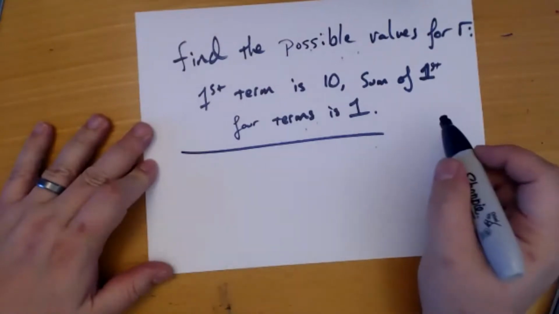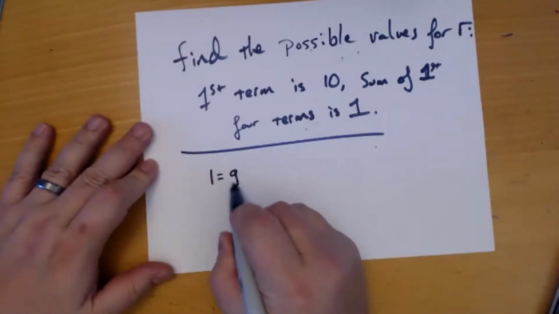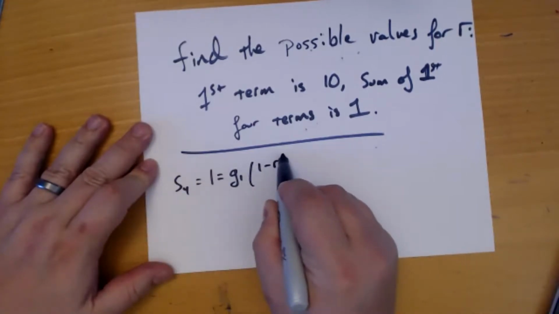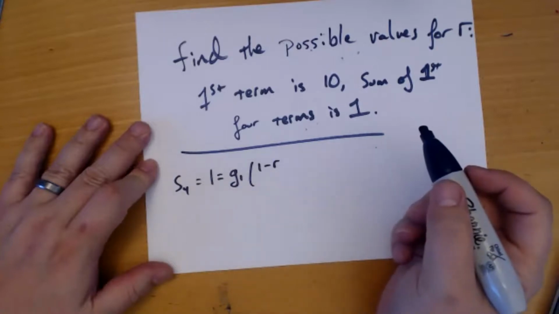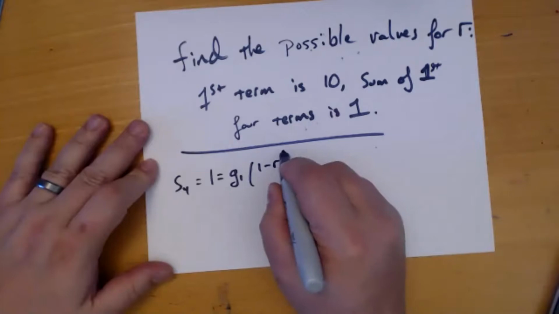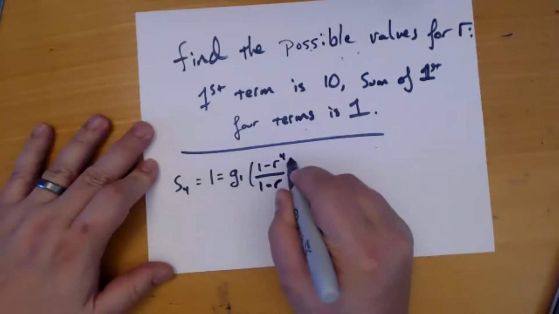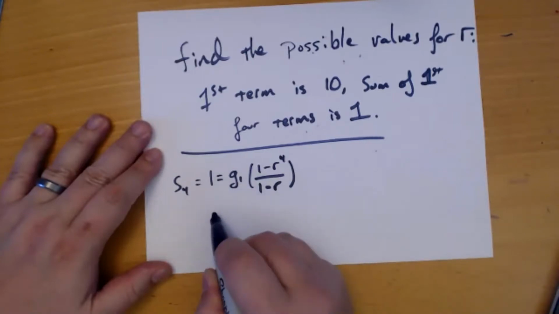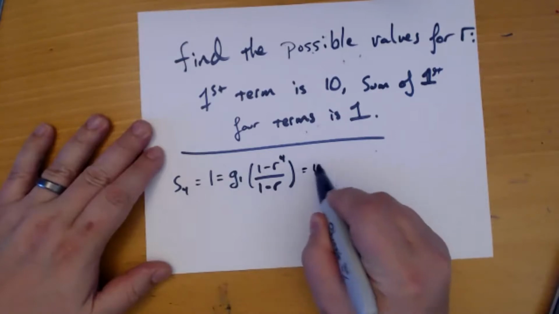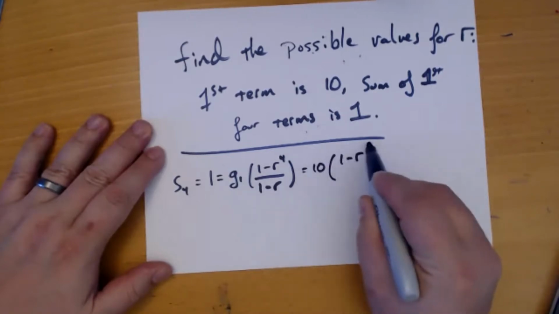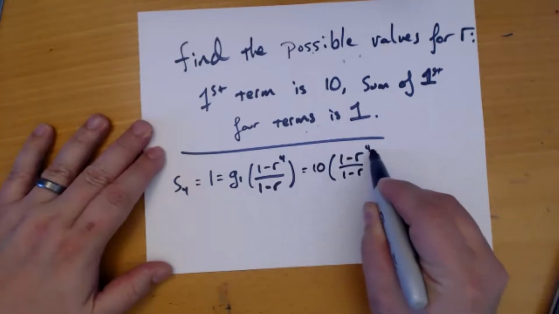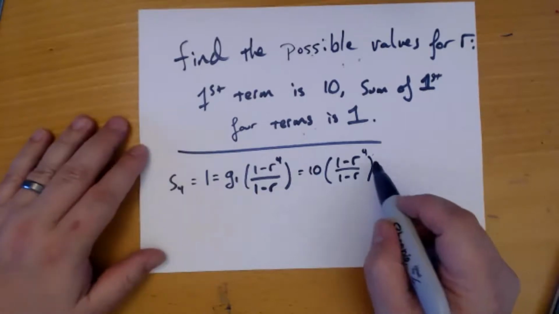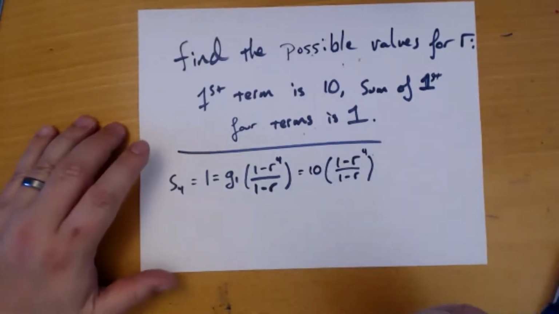The sum of the first four terms is 1. And we're dealing with 4 terms. And we know what G1 is, that's 10. So we've got... and now some people are sitting around saying, what do I do with that? Right? Okay.